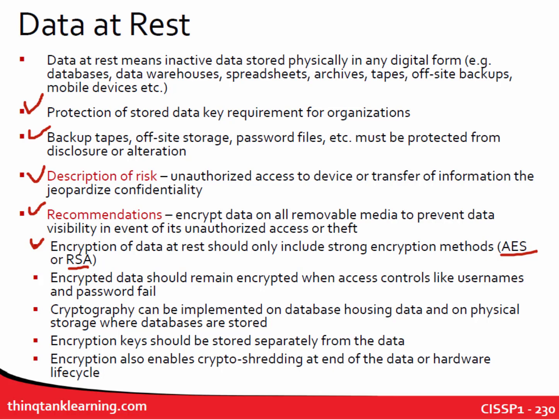Generally speaking, we do use asymmetric encryption algorithms for data at rest because it is a static storage of information. We're not trying to encrypt data in motion. Typically, symmetric algorithms are going to be used for encryption of data in motion. We'll get into that a little bit later on. The encrypted data should remain encrypted when access controls like usernames and passwords fail, meaning that we're going to employ some form of multiple defenses or defense in depth.